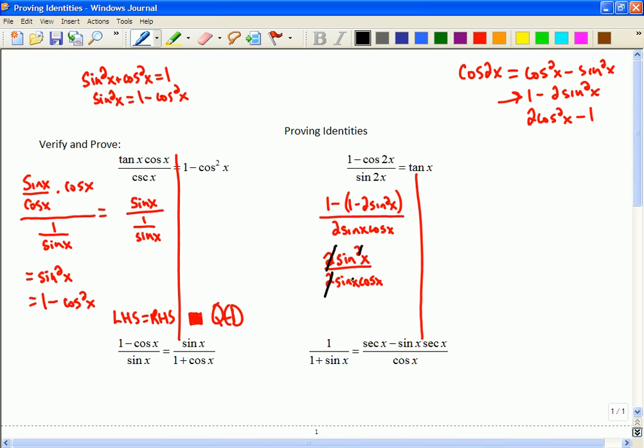Okay, so the 2's are gone, the squared and the sine would be gone. So that leaves me with sine x over cos x. And just to show you that you can work on both sides here, I'll rewrite this one as sine x over cos x. And now left-hand side is equal to right-hand side. So we're done.